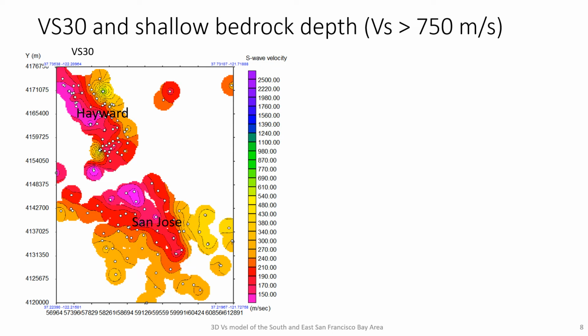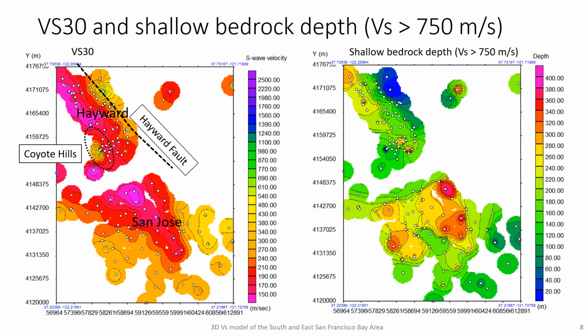We combined all 1D VS profiles and interpreted them to a 3D velocity model. Left-hand side is the interpolated VS30. Here is the Coyote Hills and Hayward Fault. It ranges 150 to 500 meters per second and lower at shoreline to middle of South Bay and higher at mountainside. Right-hand side is the shallow bedrock depth, the top of 750 meters per second.